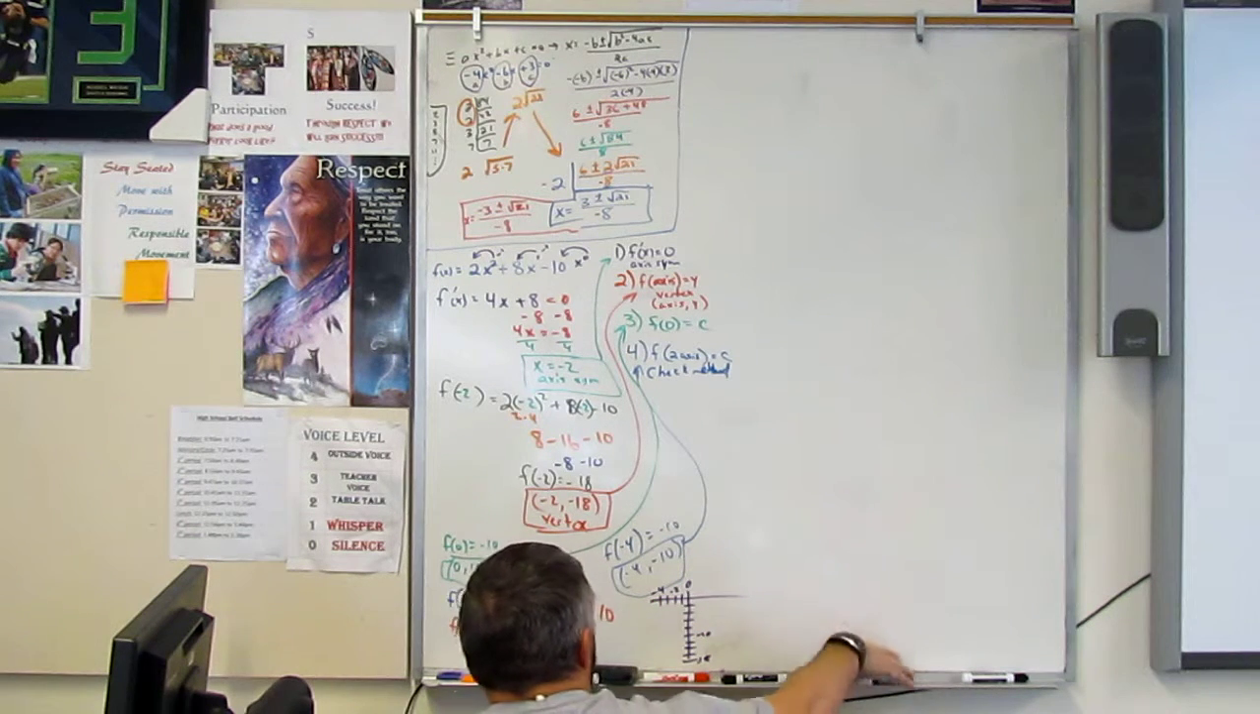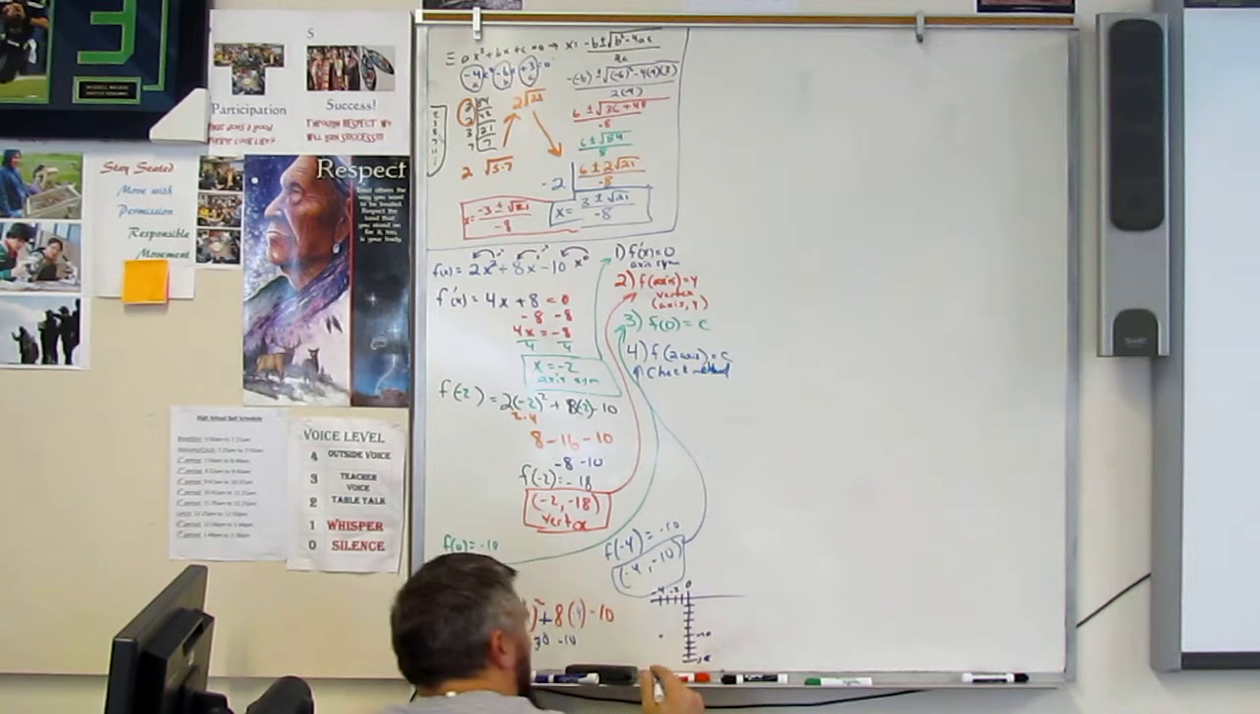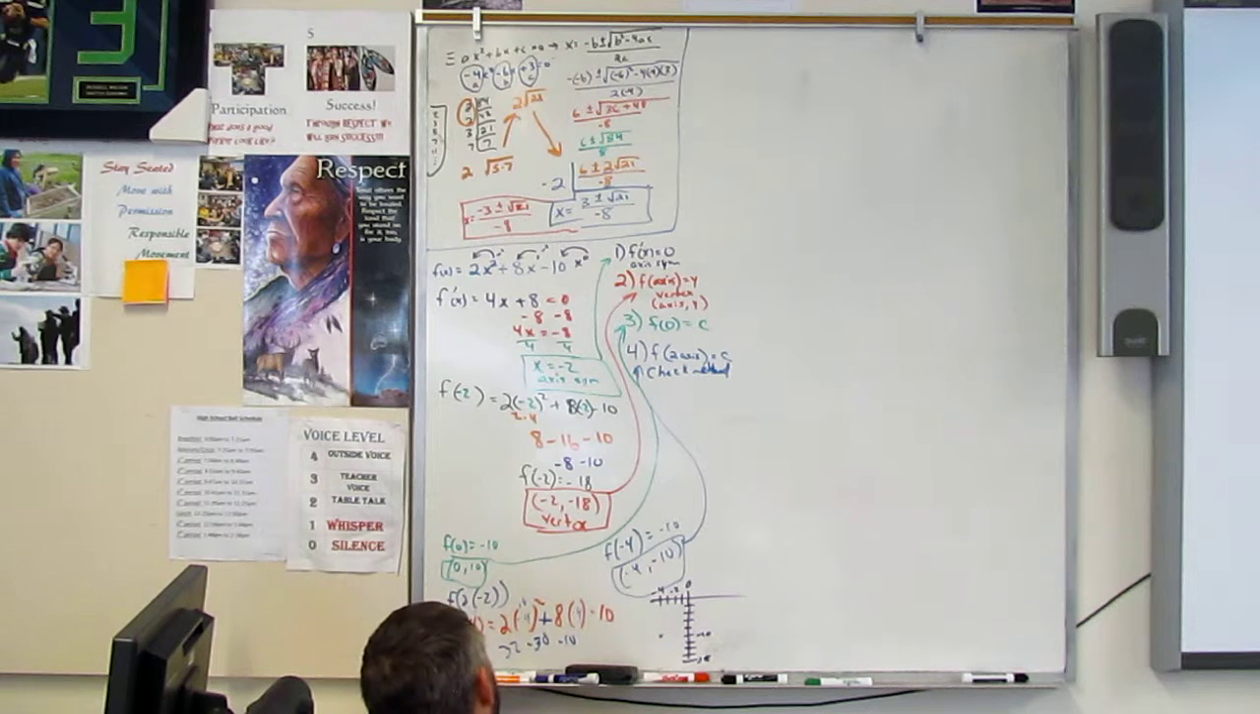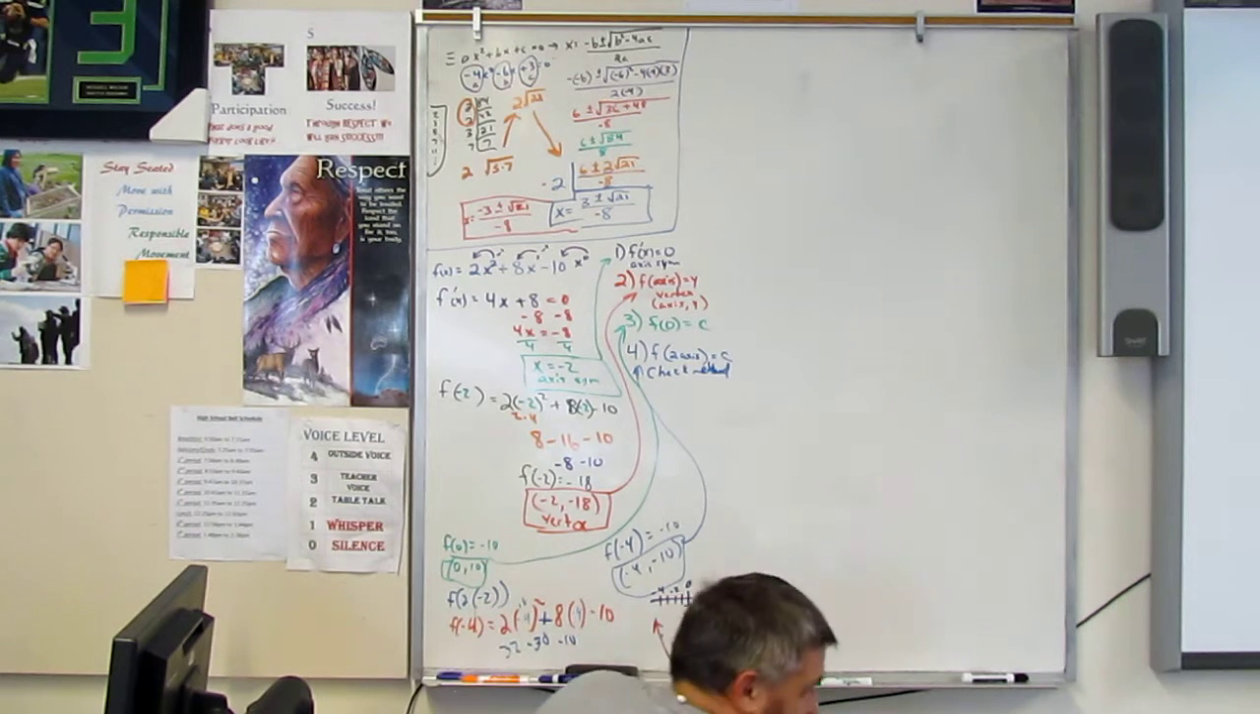Alright? And then I can plug this in. My blue one, negative 4, negative 10. Bam. Then the green one is 0, negative 10. And then I think the red one is negative 2, negative 18. Alright? And then that's my graph. And it's done.